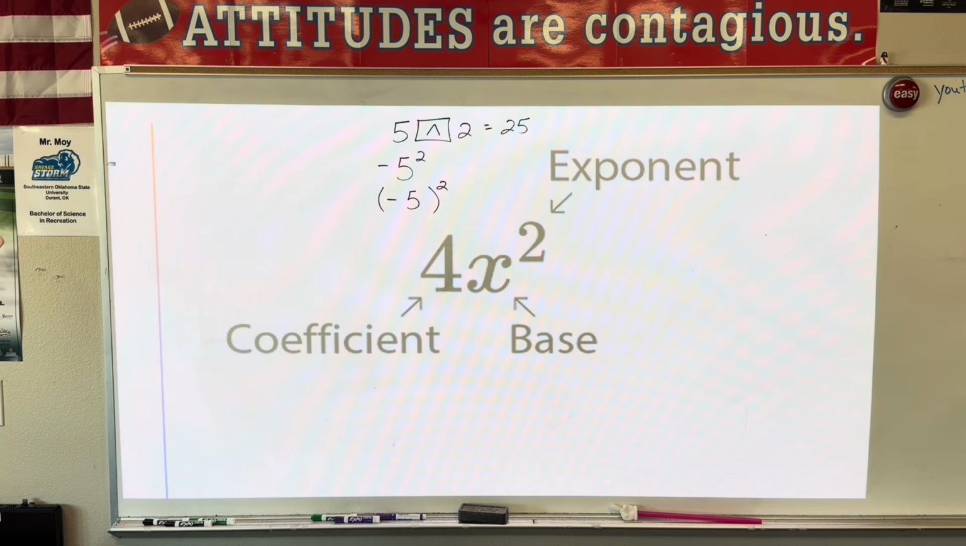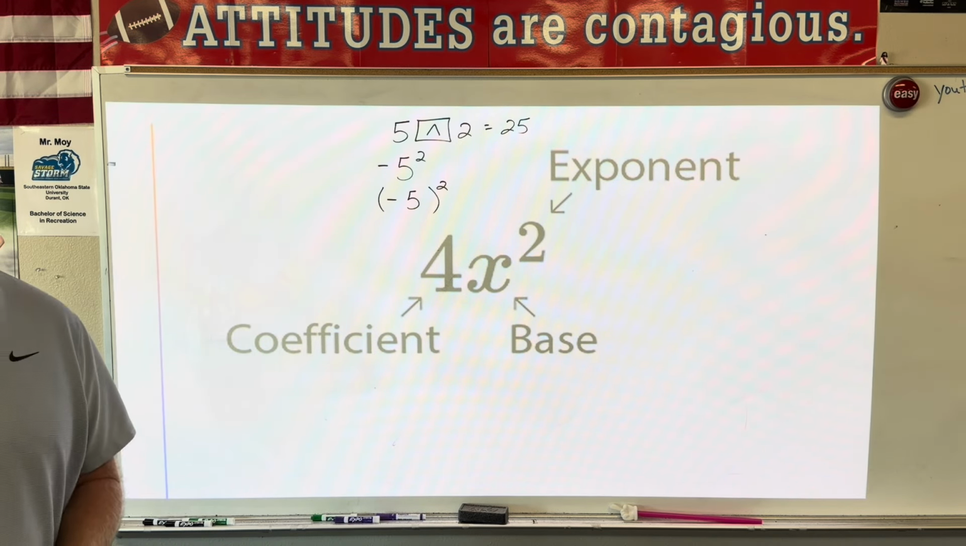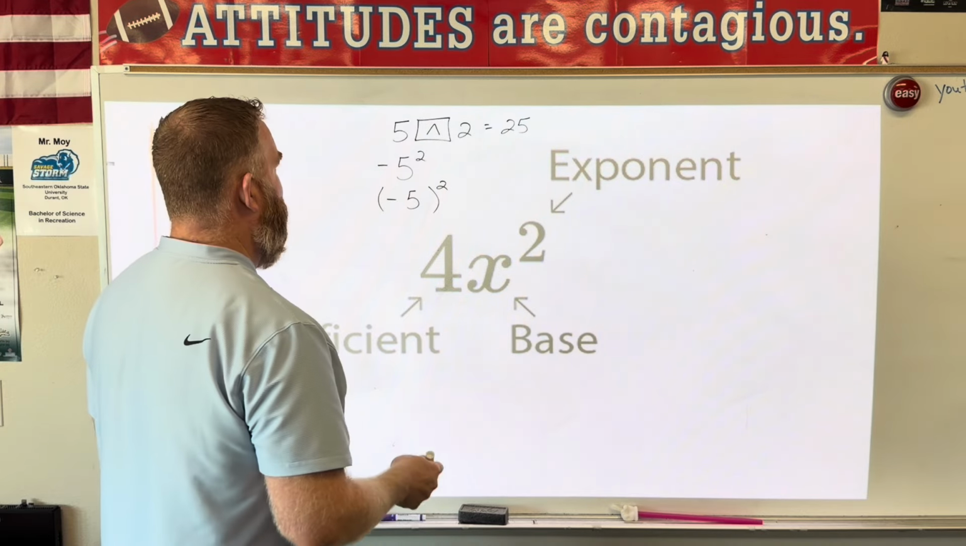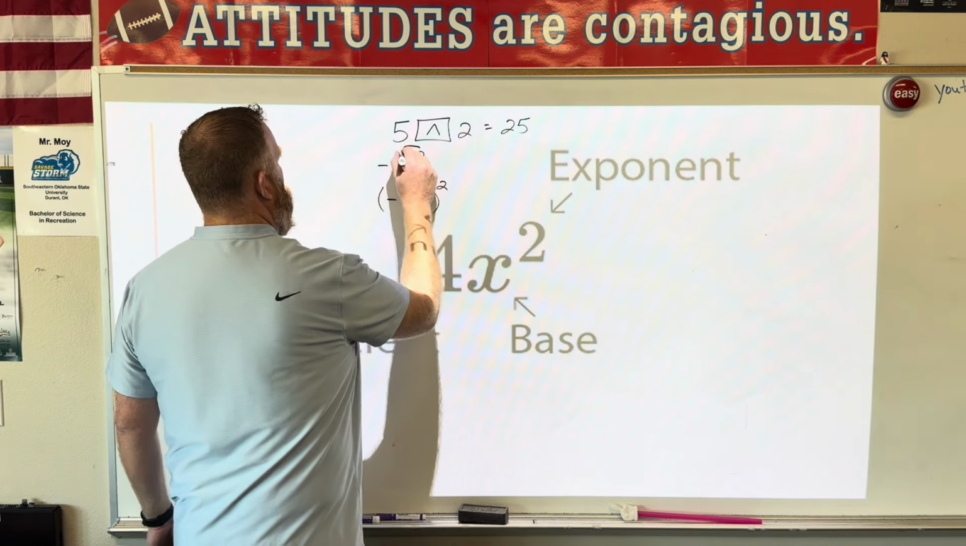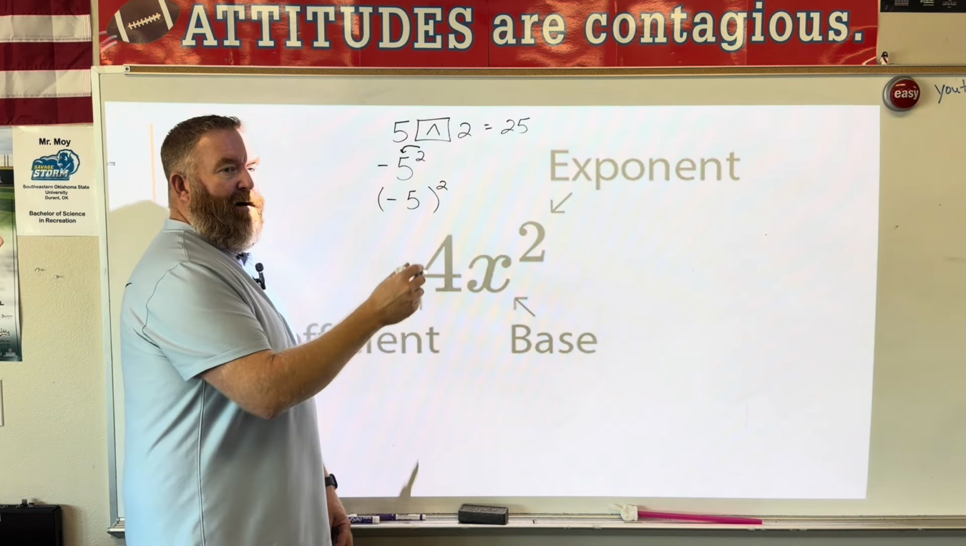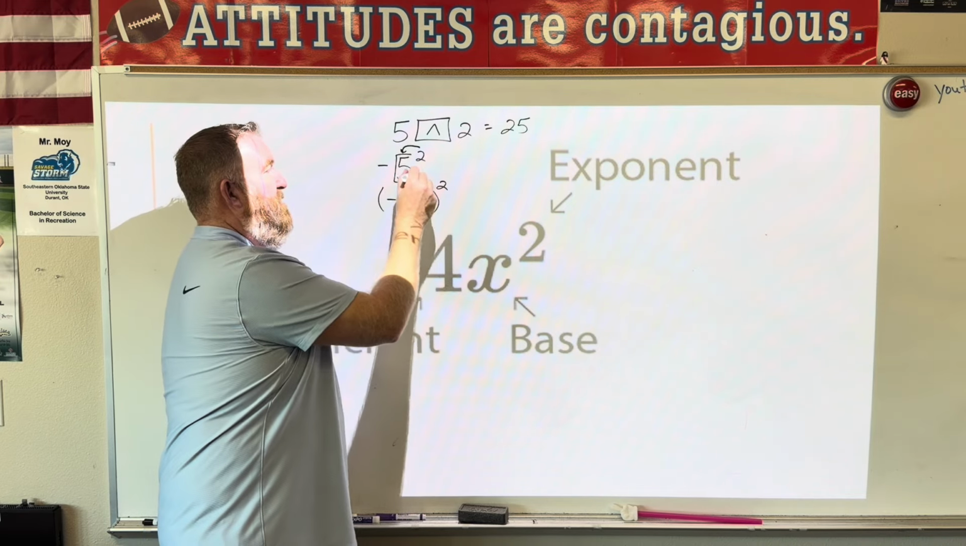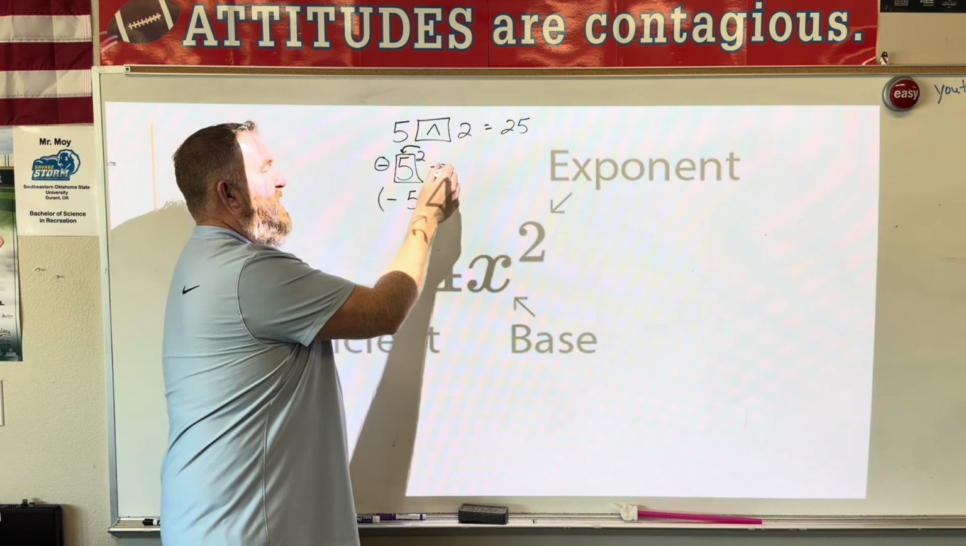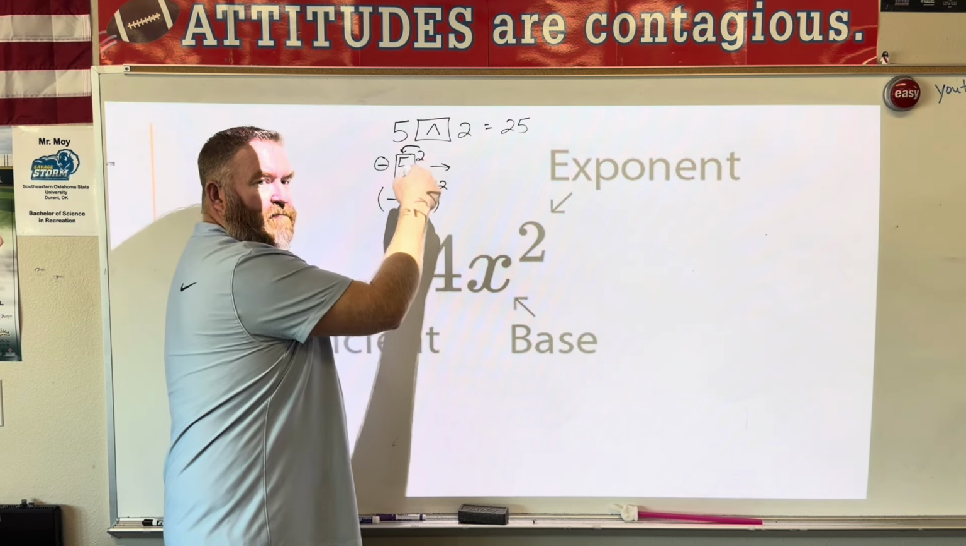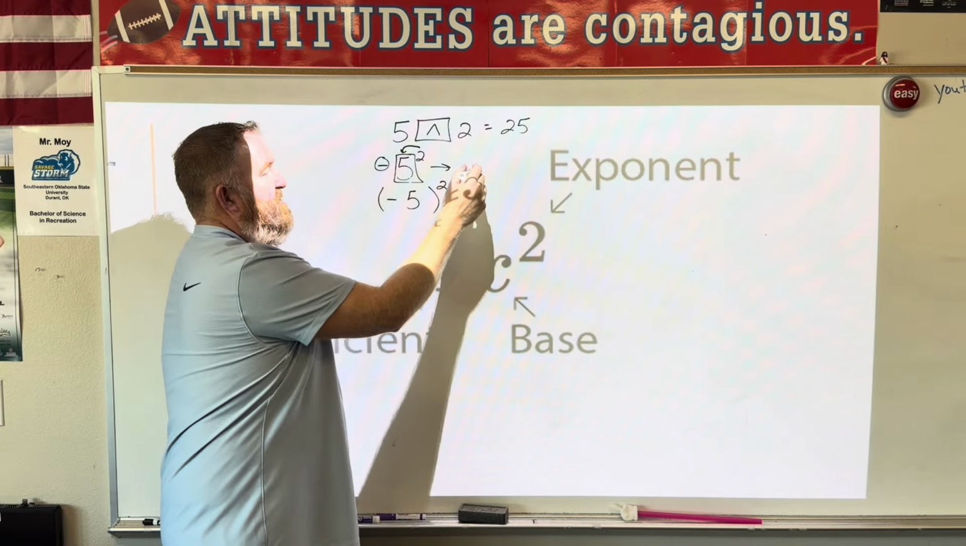Positive 25. So this is one of those little funky math rules that we need to cover. When you're talking about exponents, exponents only go to what it is exactly next to. So in this case, my base is the 5. The negative just becomes part of the answer. So we squared the 5. What's 5 squared again? It's 25.